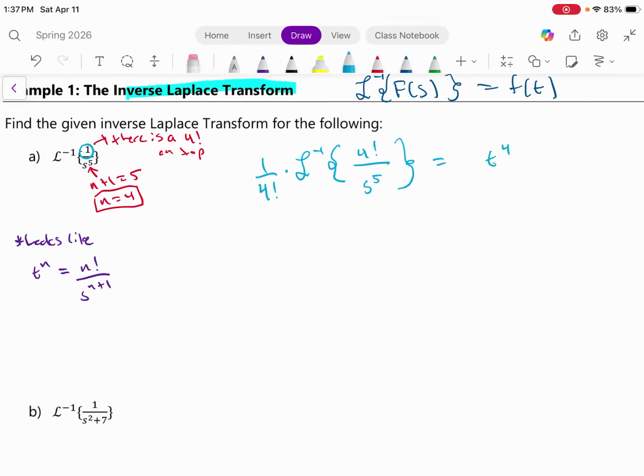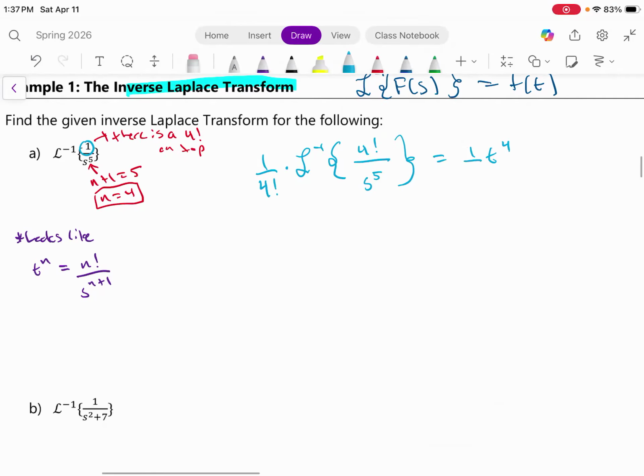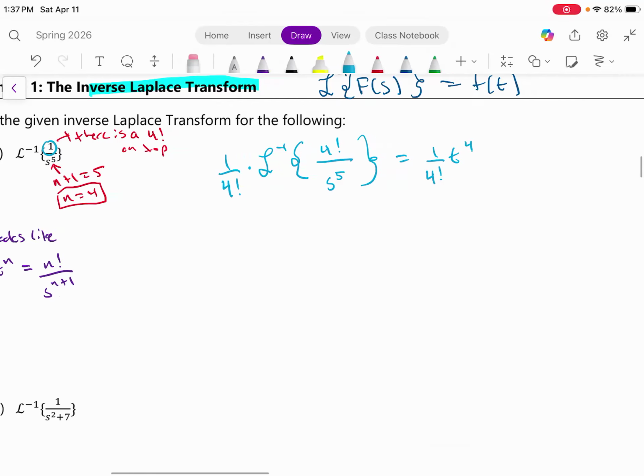This is ideally what this would look like. And so the inverse Laplace of 4 factorial over s to the fifth, well, that would just be t to the fourth, because what is n? n is just 4. So that's what the inverse Laplace transform would be. But we do need to consider the 1 over 4 factorial, and that's t to the fourth. So we could clean this up a bit, maybe put t to the fourth over 4 factorial.